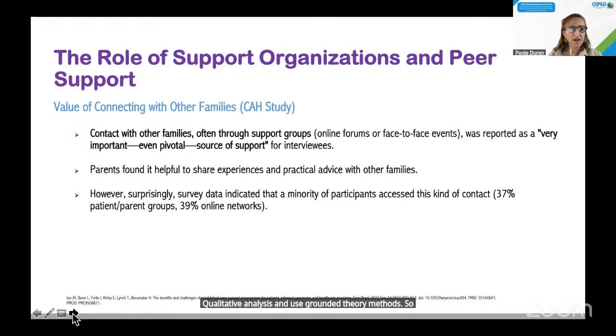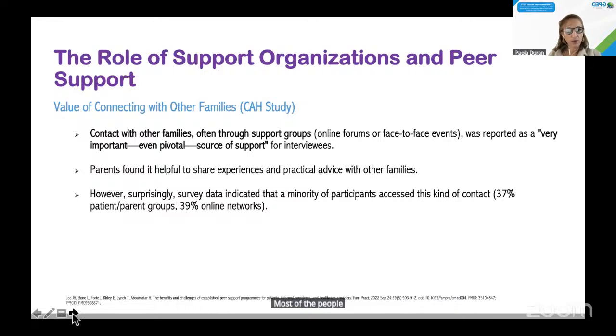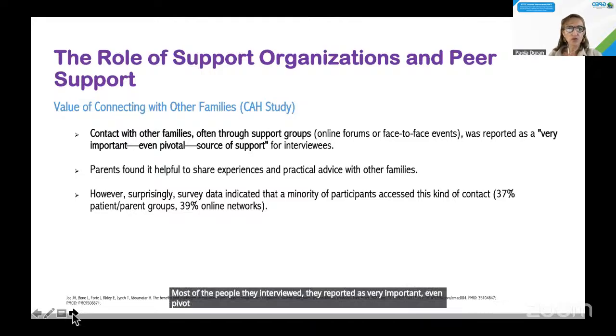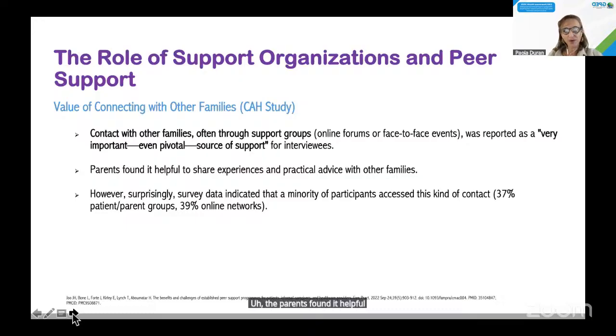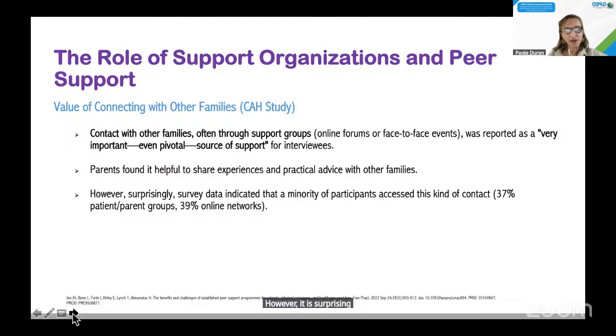So they really found a big value in connecting with other families. Most of the people they interviewed reported it as very important, even pivotal, and a source of support. The parents found it helpful to share experience and practical advice with other families. However, it is surprising that only a minority of patients access this kind of contact.